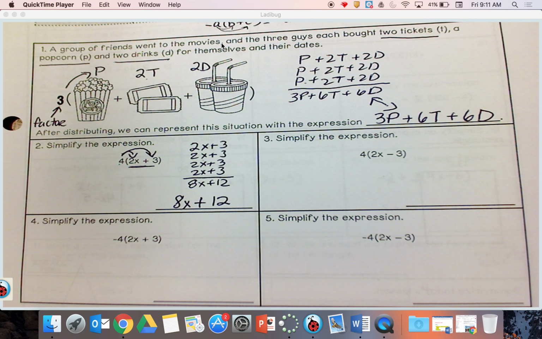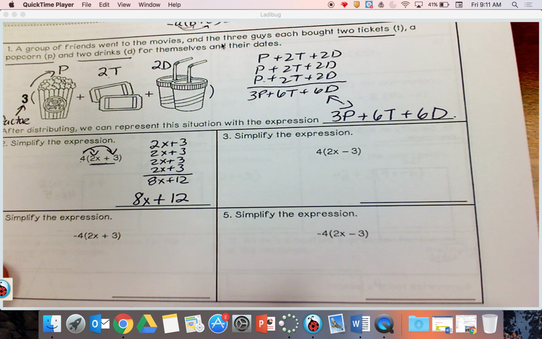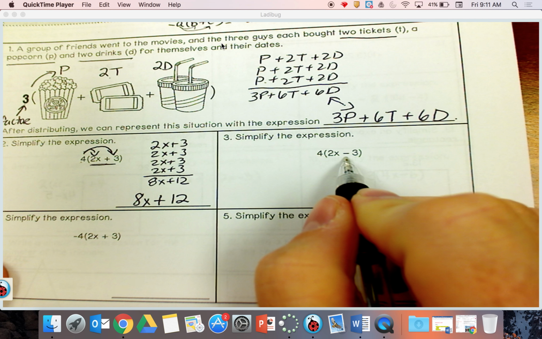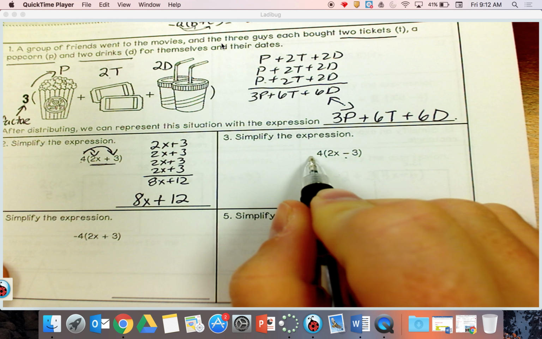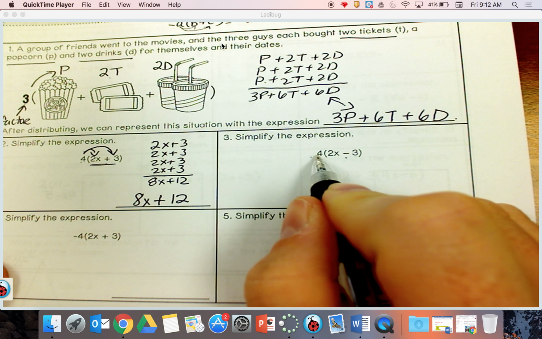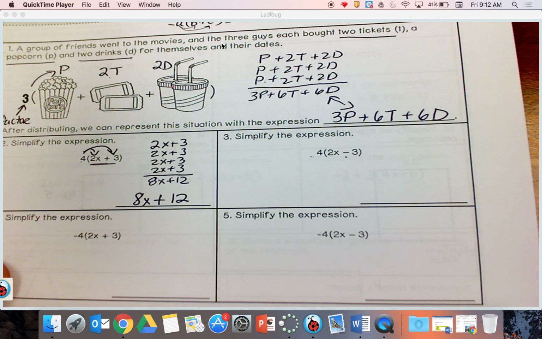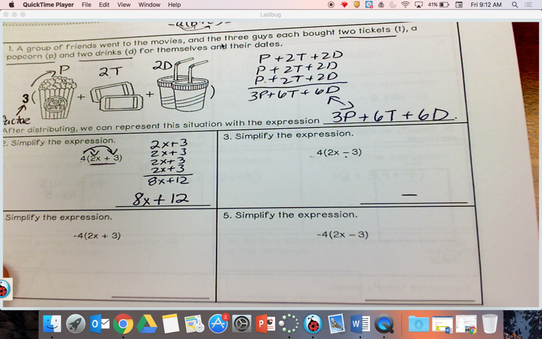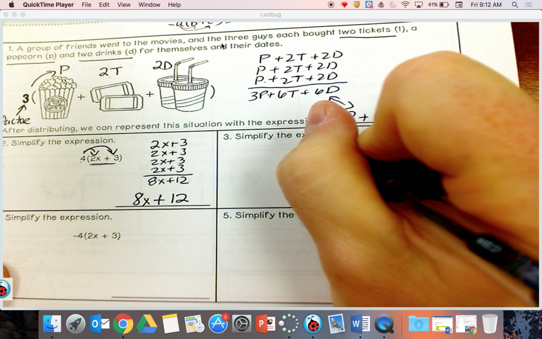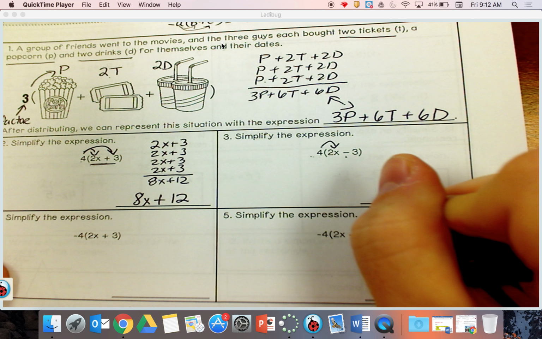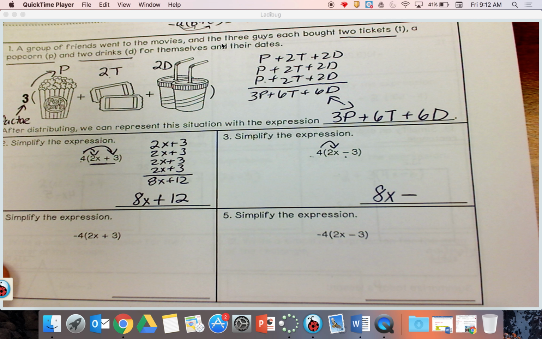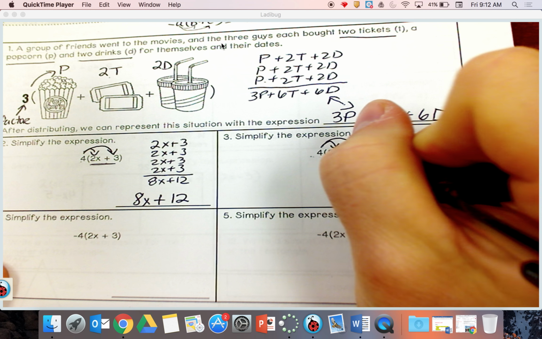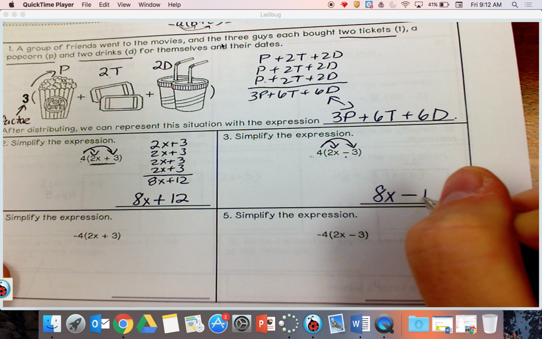Okay. Here we have the same expression, but in this case it's got a minus sign in between it. So I check my signs. I have a positive here. So I know that when I multiply a positive times a negative, it's going to give me a negative. So I can have a negative sign that separates my 2 terms. So I'm just going to do 4 times 2, which gives me 8x. And 4 times 3, which gives me negative 12.